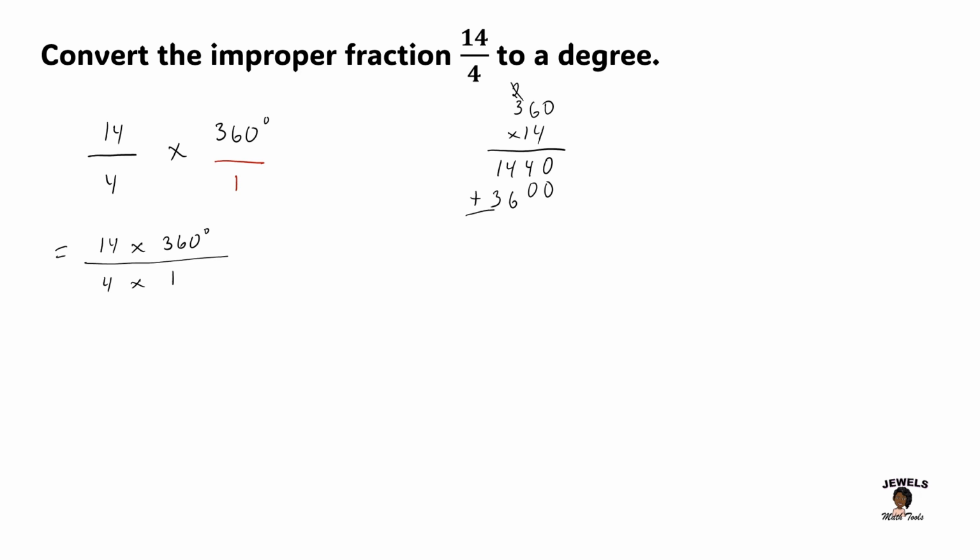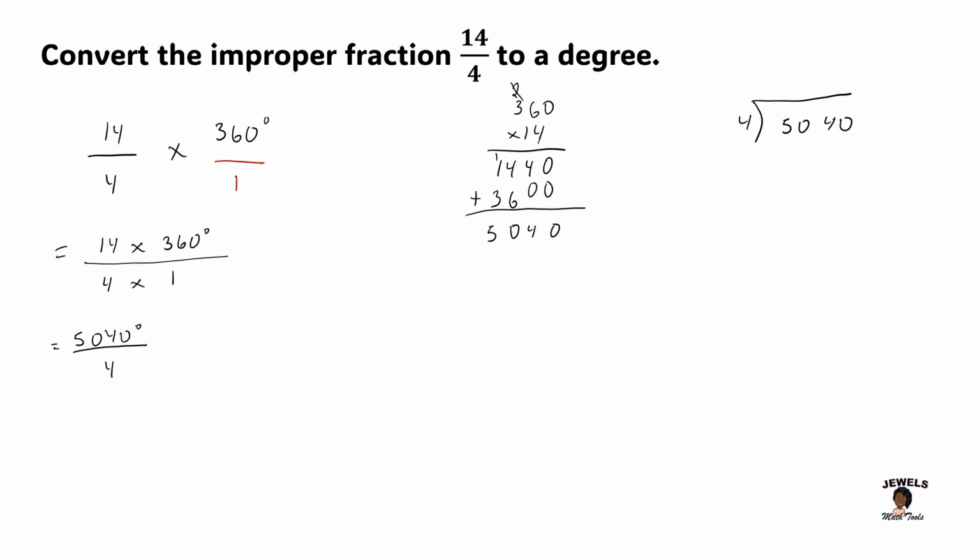And now we're going to sum our digits. So 0 plus 0 is 0. 4 plus 0 is 4. 6 plus 4 will give us 10. Put the 0, carry the 1. 1 plus 1 is 2. Plus 3 will give us 5. So we have 5,040 degrees in our numerator. And when we multiply 4 times 1, we will get 4. And now for this last step, we're just going to go through the division.